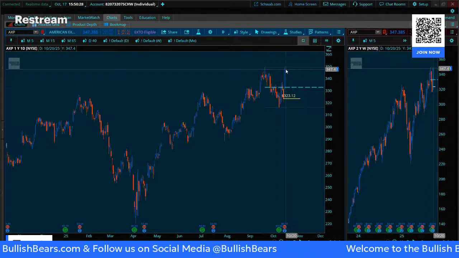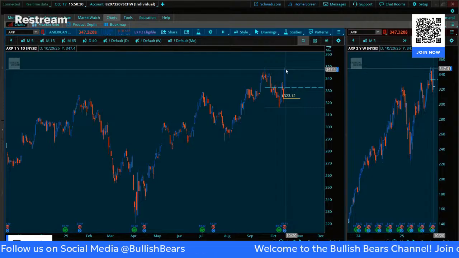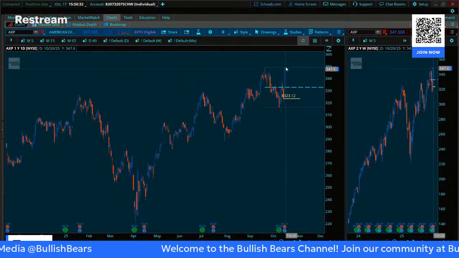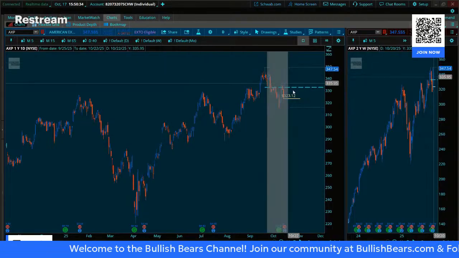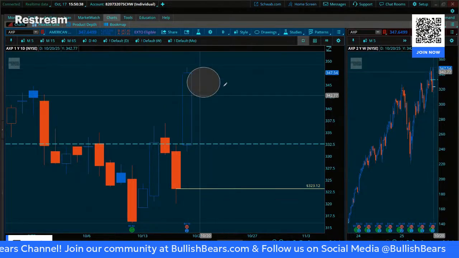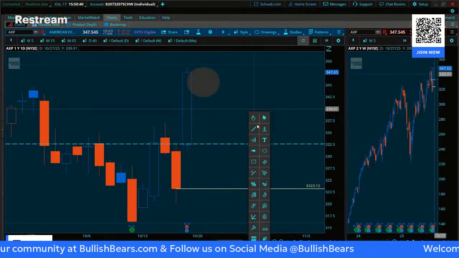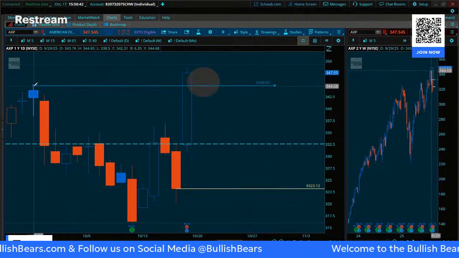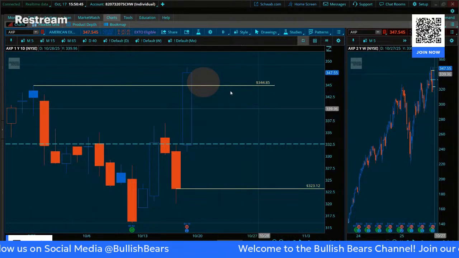If this thing gaps down on Monday, I'm not so interested in it, because a gap down maybe into the mid, or even just gapping down into something like in that area, adds fuel to the fire for a continuation to the upside. So I don't want to see that.